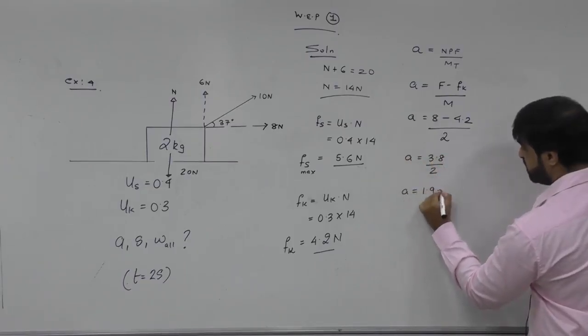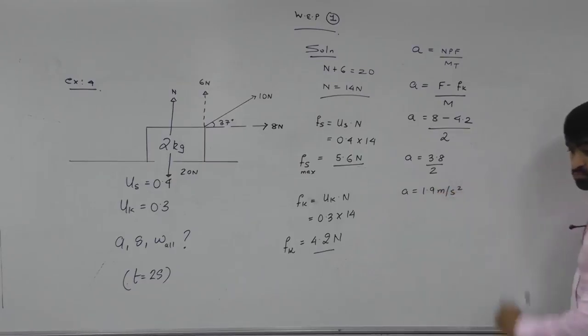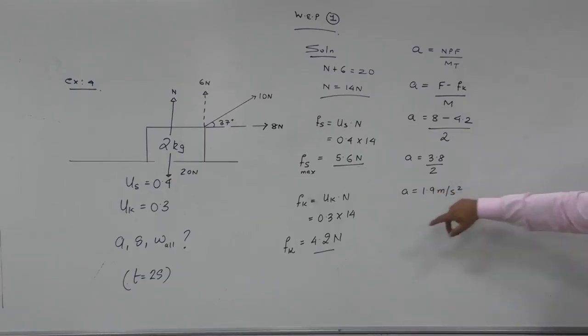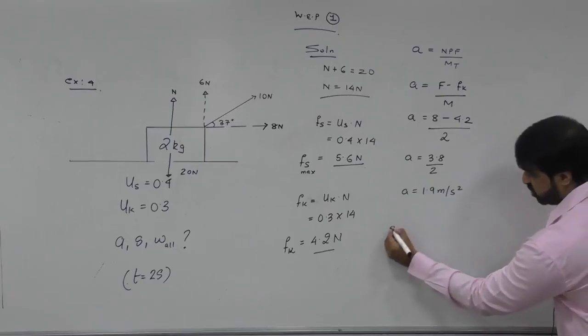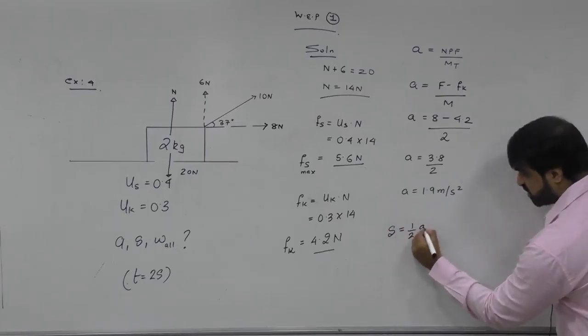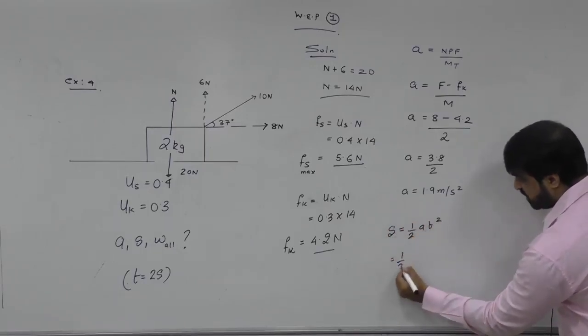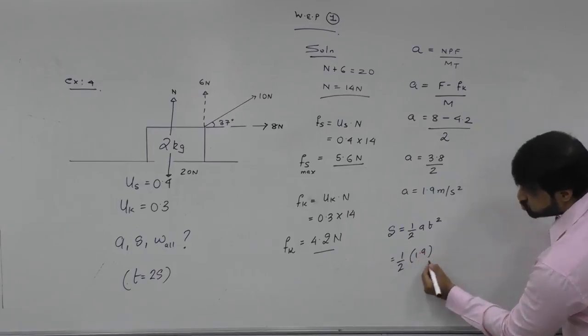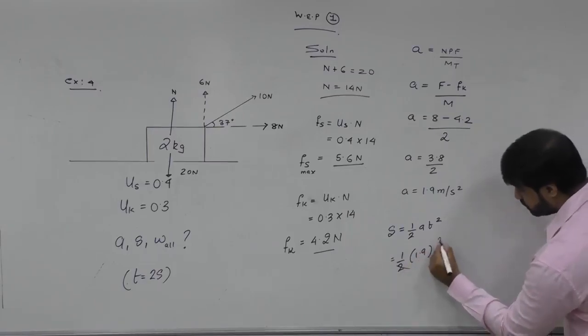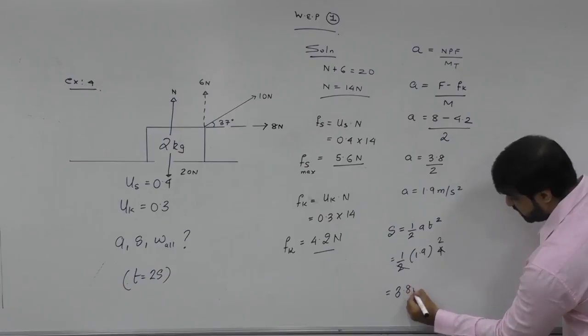That is 1.9 meter per second square forward. You got a, so s will become half a t square. Half a is 1.9, t square is 4, so s is 3.8 meters.